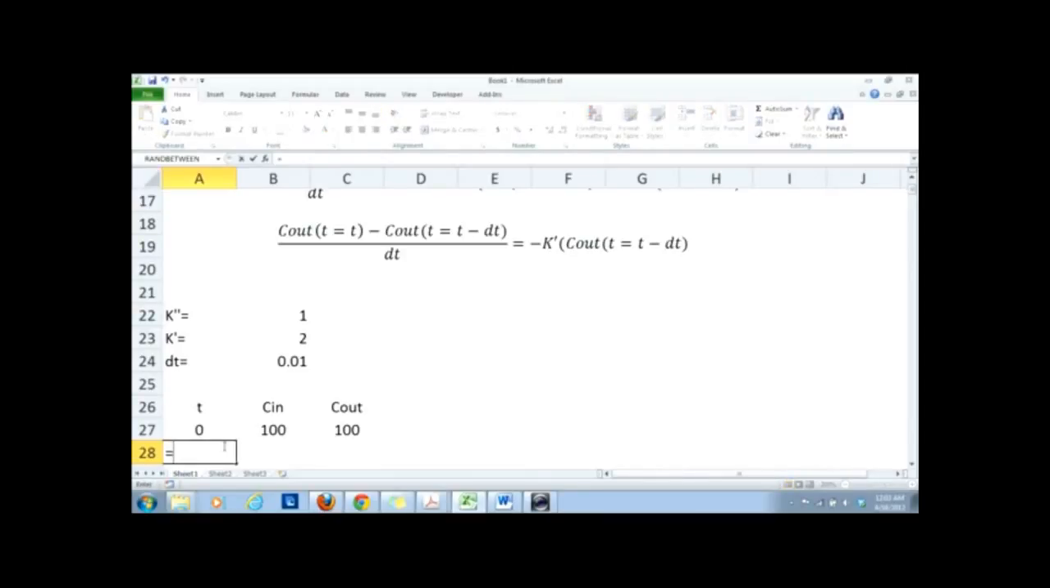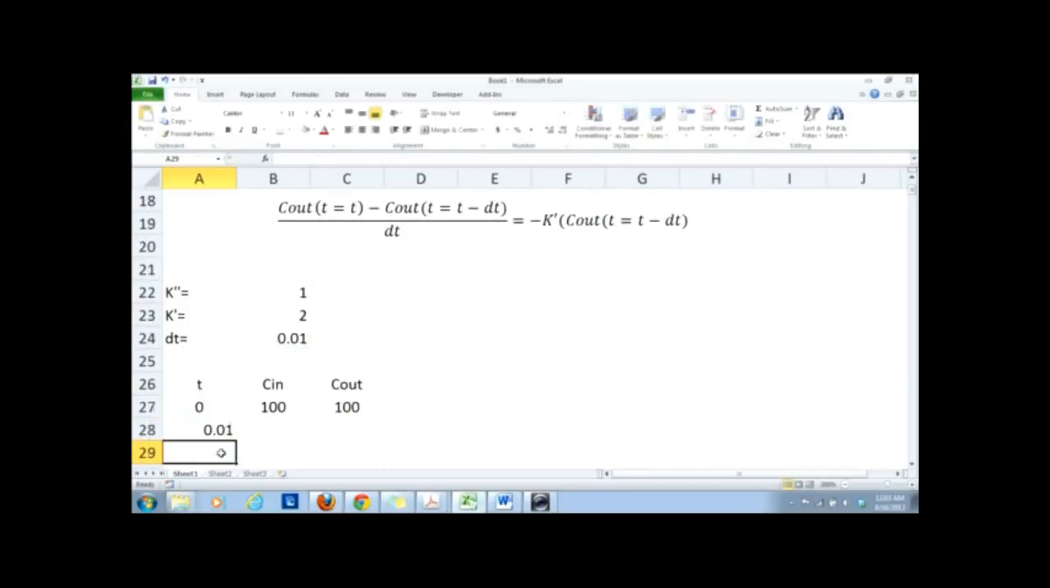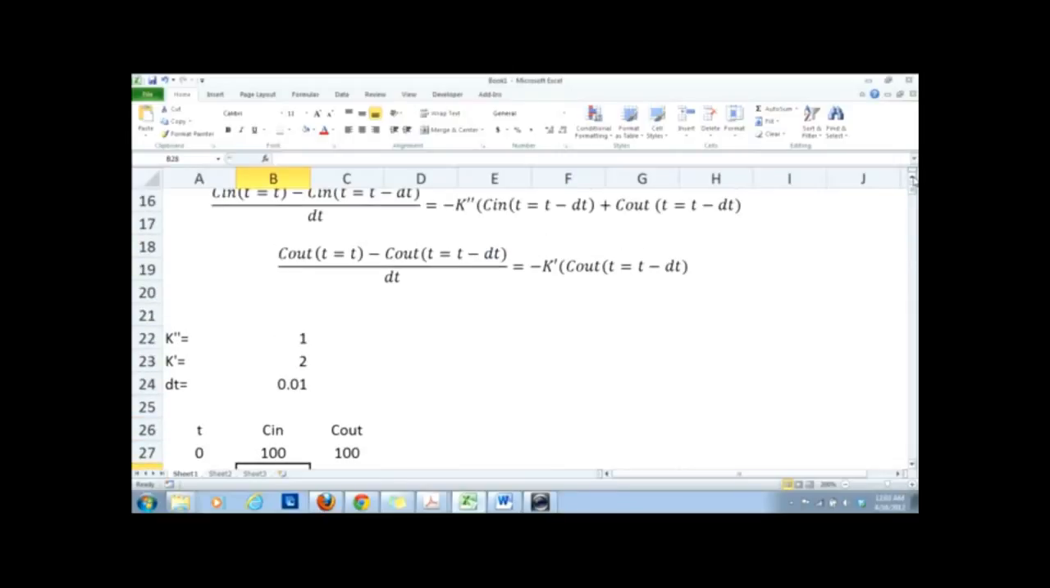So what we call is t plus dt, and because dt is constant, I need to put a dollar sign with this number, so that will ensure that dt is not changing if I try to drag this series down. Now for C in, I will use the formula which is defined here.